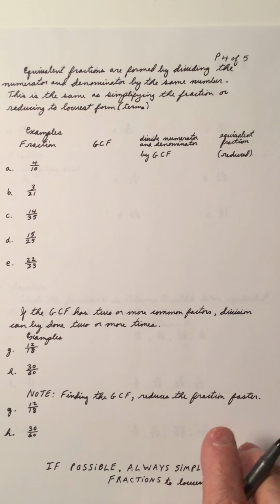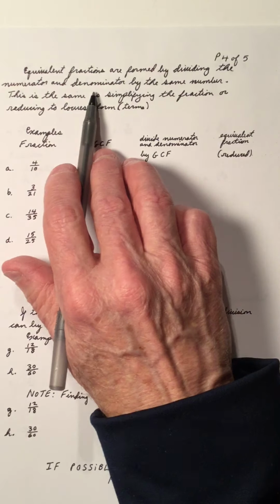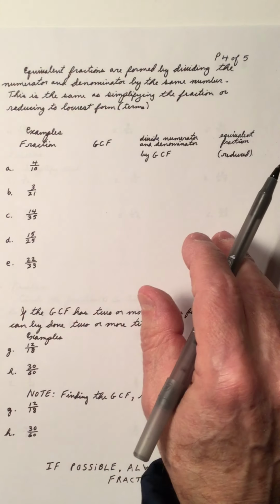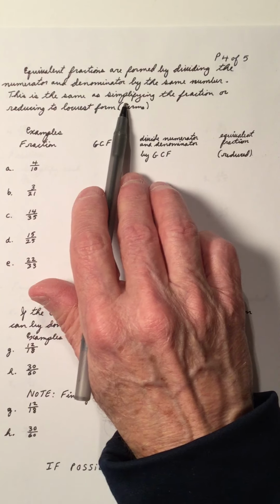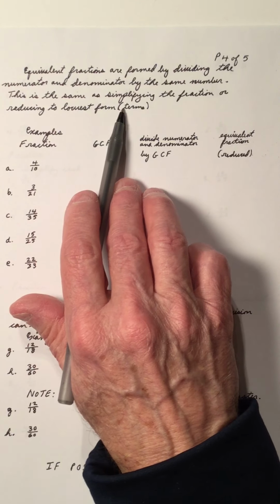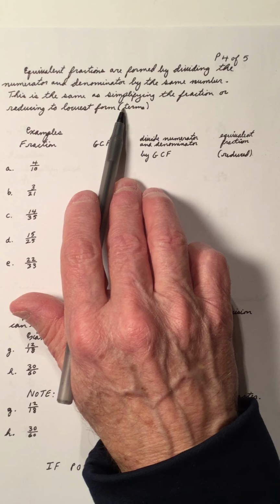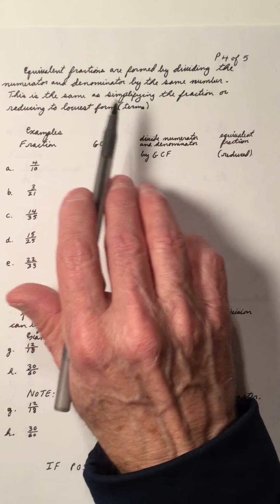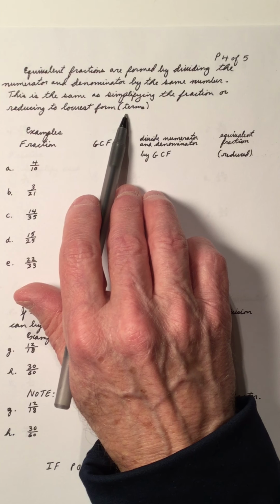Equivalent fractions are formed by multiplying or dividing the numerator and denominator by the same number. So just then we multiplied them by the same. Now we can do the reverse. This is the same as simplifying a fraction or reducing to lowest terms or form. So when you hear somebody say always reduce fractions, that means simplify it in math. Reduce to lowest terms all means the same thing.